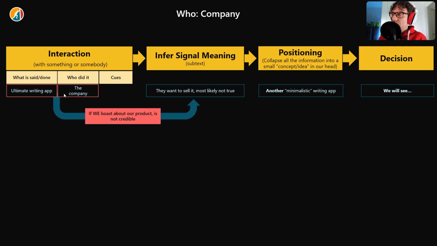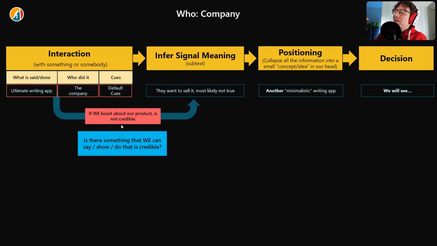Remember the key problem here. If we, the company, boast, brag about our product, that is not credible. So we have the default cues that help us get to another league, but that also doesn't solve the credibility problem. It just moves you to another group. So is there something that we can say or show or do that is actually credible as a company? And of course, something that helps us be one of a kind so users can choose us. Does this thing exist?